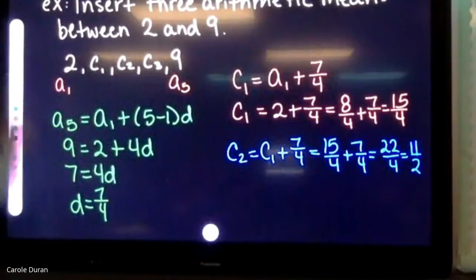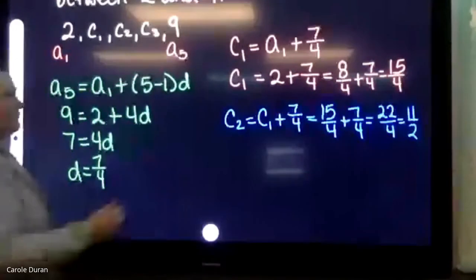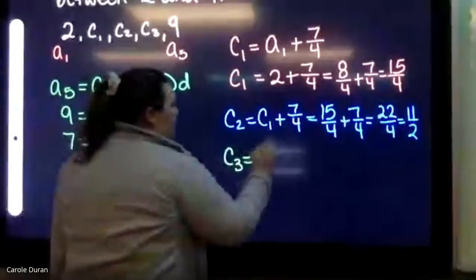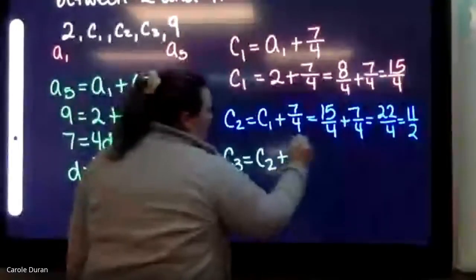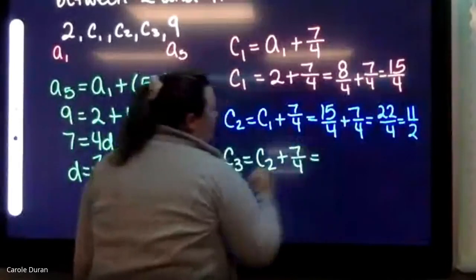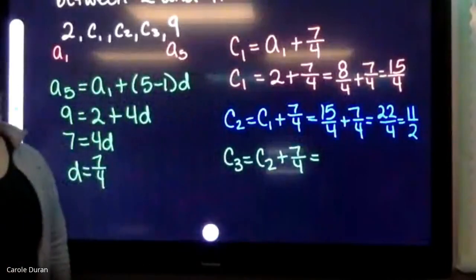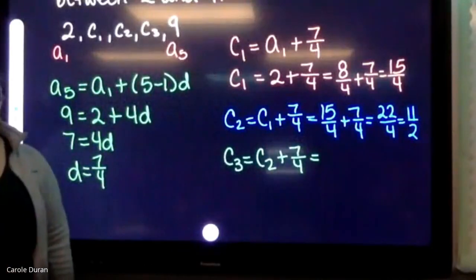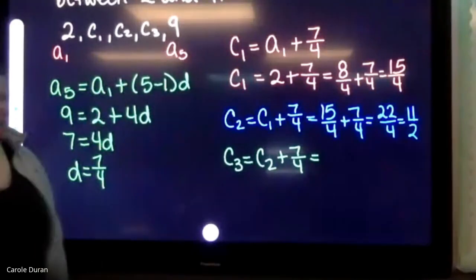And then I do the same thing for C3. C3 is going to equal C2 plus my common difference of 7 over 4. I'm going to use the 22 over 4 version of C2 because it has the denominator that I want.